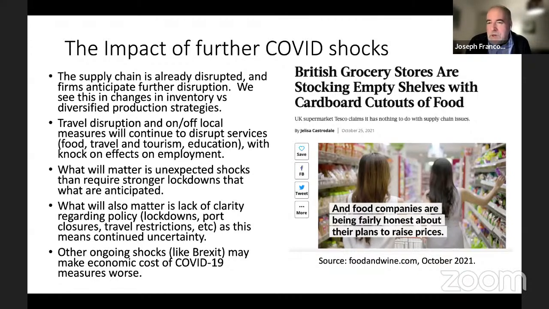Government's unsure if they should go ahead and put measures in or not. Firms are then unsure what the government's going to do. So all this translates into not knowing what's going to happen.